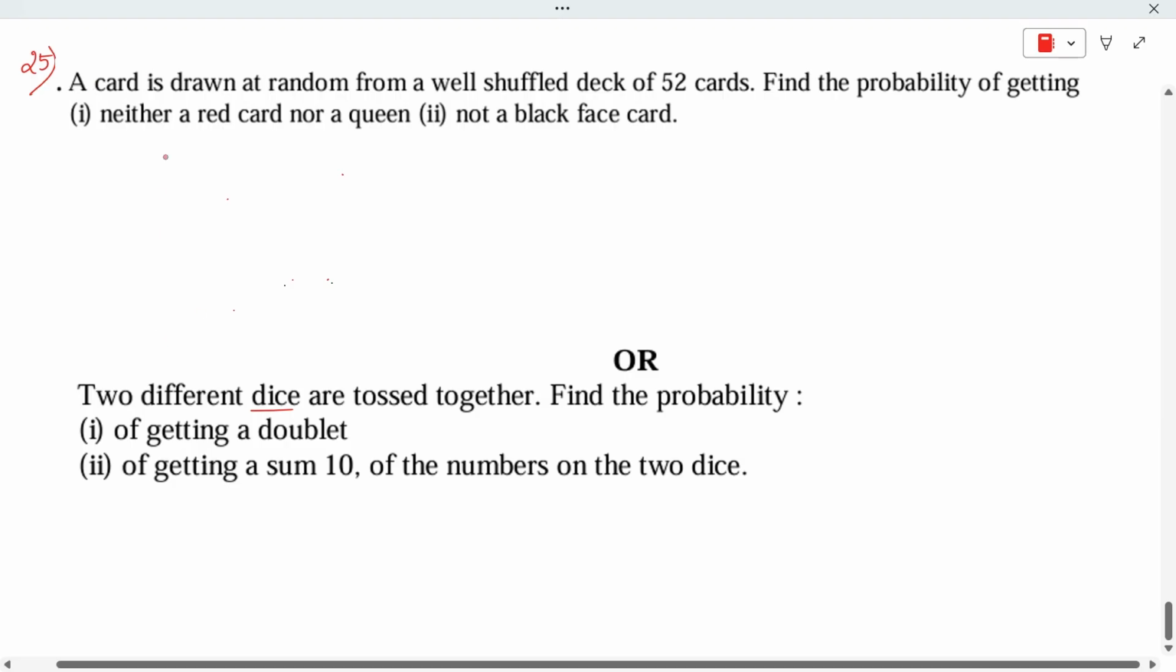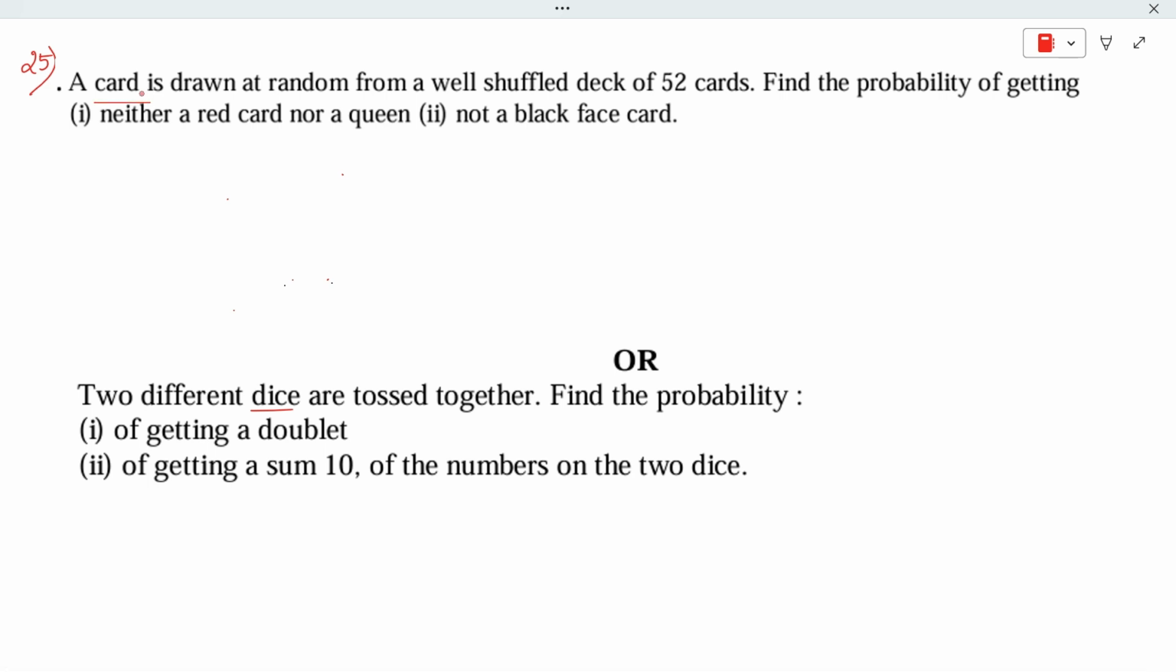Question 25 is an internal choice question. You can either choose the card question or the dice question. Let's see the card question. A card is drawn at random from a well shuffled deck of 52. So what is the total outcome? Total outcomes is going to be 52, isn't it?